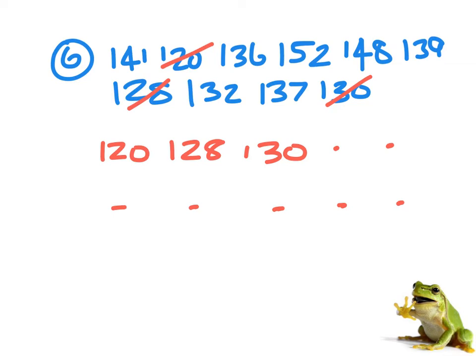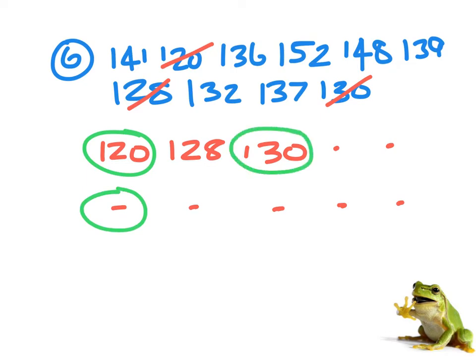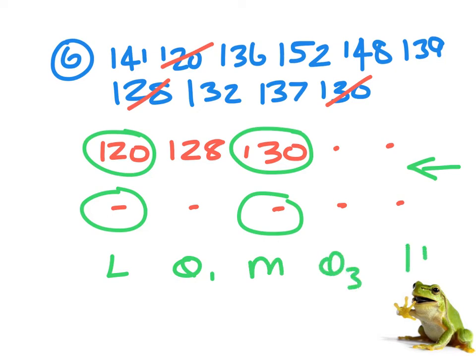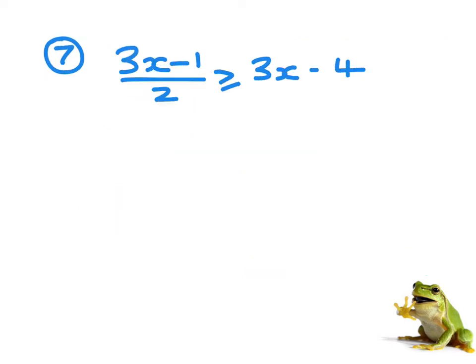Once you've done that, you'll be able to find the lowest number, you'll be able to find the highest number, you'll be able to find the quartile 1, which is in the middle of the top row, quartile 3, which is in the middle of the bottom row, and the median in this case is going to be halfway between the numbers at the end. So that's your 5-figure summaries that you need to write down. The lowest, quartile 1, the median, quartile 3, and the highest.